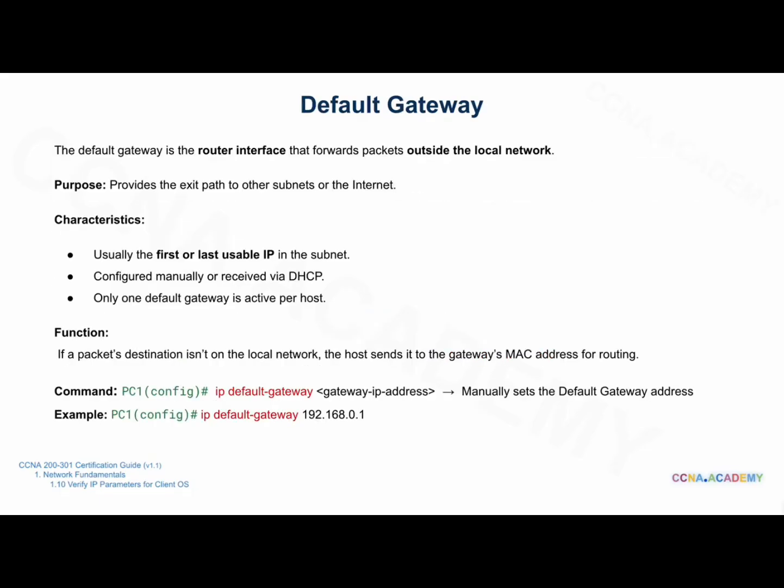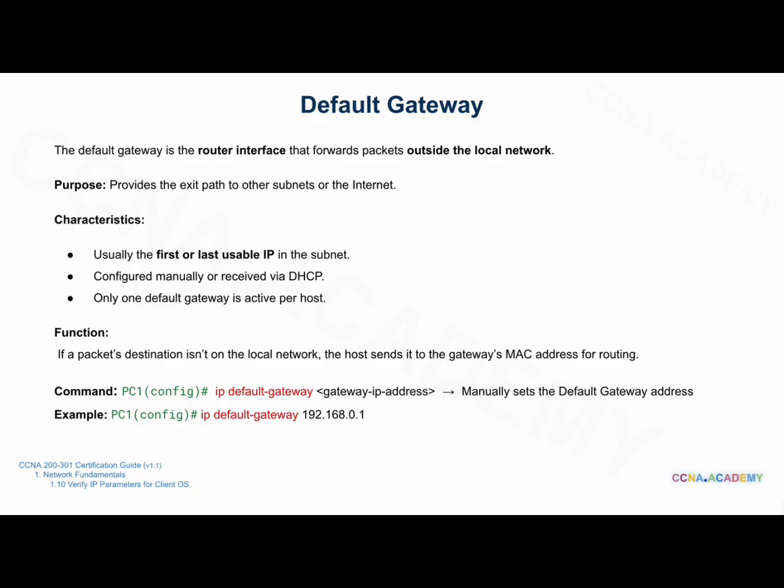The default gateway is the router interface that connects your local network to other networks or the internet. It's usually the first or last usable IP in the subnet, and it can be assigned manually or automatically through DHCP. If a destination isn't local, the host sends the packet to the gateway's MAC address for forwarding.